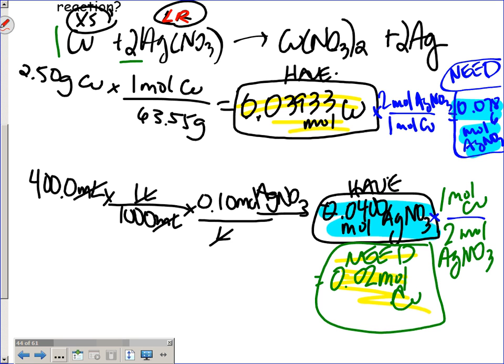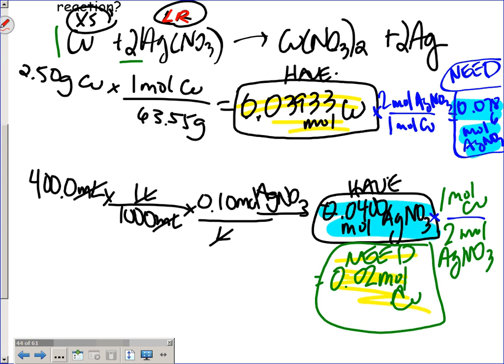0.01933. Don't be losing my sig figs now. I need those. Okay, so after the reaction, this is how much I have in excess, right? This is my amount of excess left over. Question? This right here, because I'm taking the amount of LR moles and I'm converting it in one box to the amount of this one that I need.